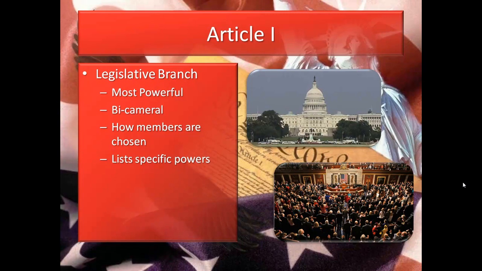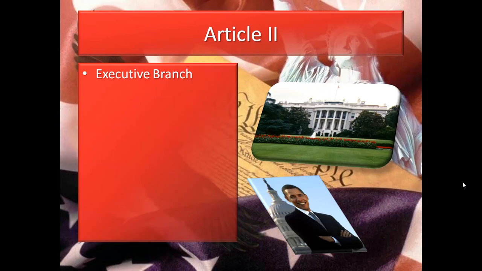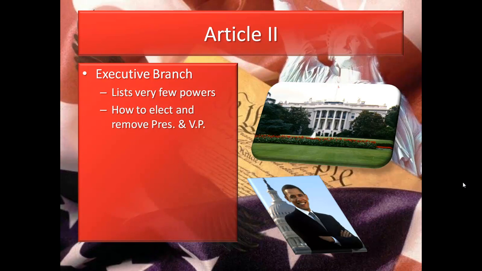We list specific powers for the legislative branch. Article 2 then deals with the executive branch. There are very few powers listed in the executive branch. This is partially because our first president was George Washington, and they knew he was going to be the first president. And they trusted him to act accordingly, to limit, and set a precedent of the president not being a monarch, not being a king. We elect the president and vice president by an electoral college. We list that in Article 2, how to elect them, how to remove them, the process of impeachment. Impeachment is removing the president or vice president or any elected official.